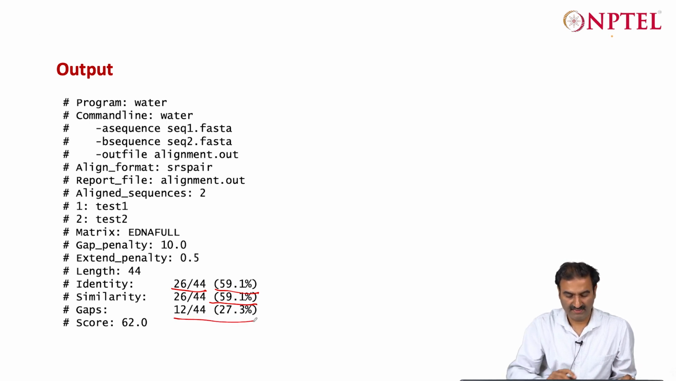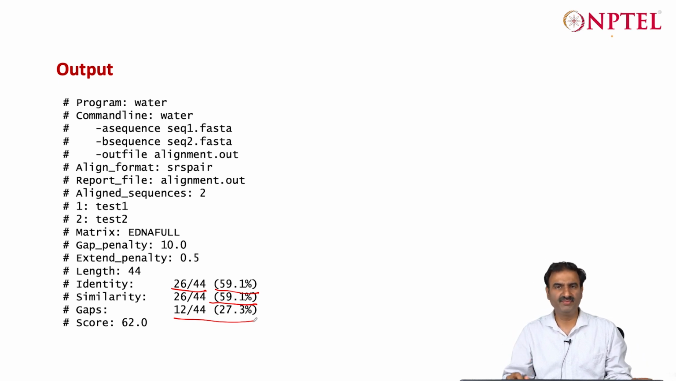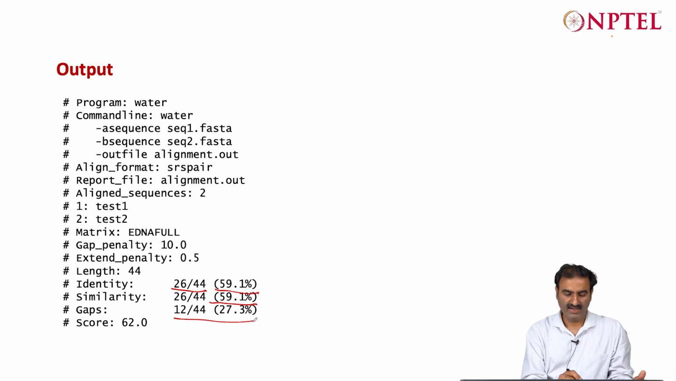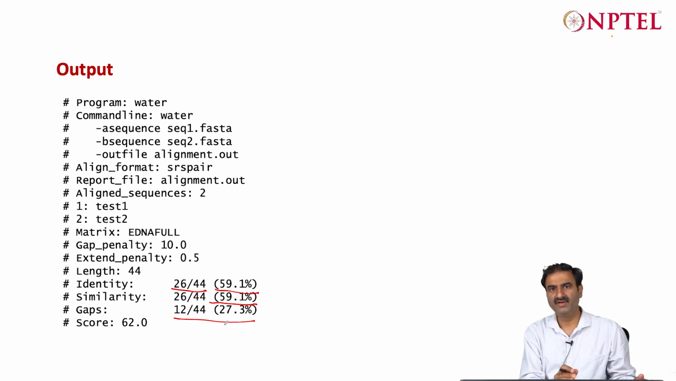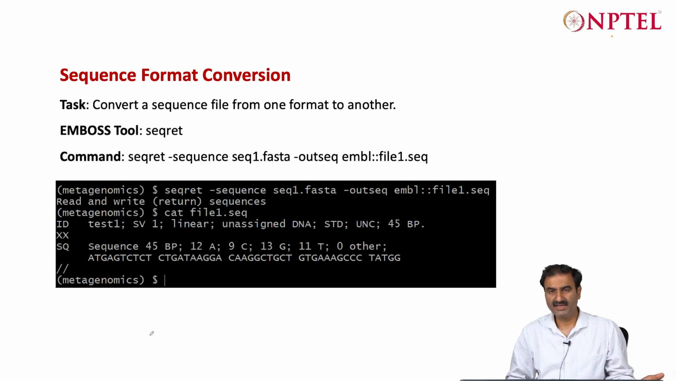otherwise similarity may be a little higher also. Similarity may be a little higher in case of proteins, but in DNA it should be the same as the identity. And gaps means how many places there was some nucleotide missing at the corresponding position in the two sequences, and the total score is 62. So the output file for the previous one is already saved in the system, which you can use for further analysis.